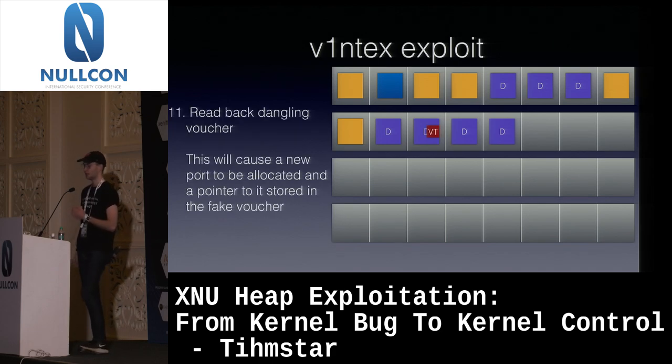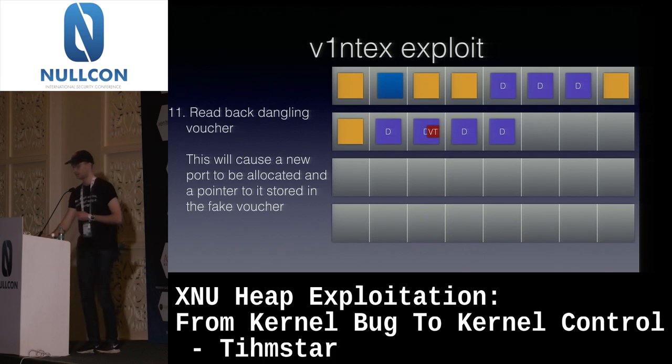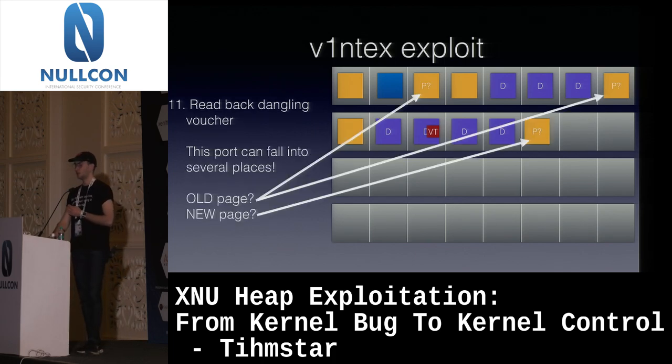Now we read back the dangling voucher, and the thing with the vouchers is they have a field, it's a struct, and if it's zero, like null, which we can force, we just spray zeros, and it reads it back, it says, hey, there's no port, so I will allocate one for you and store the pointer in there. So by reading it back, it makes a new allocation and stores the pointer in there. So by reading back the OS data, we actually leak the pointer.